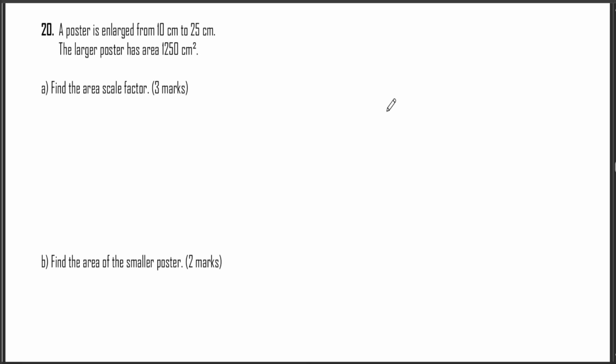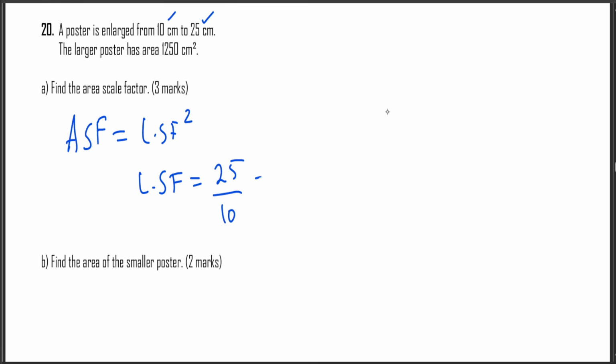Okay, question 20. A poster is enlarged from 10 centimeter to 25 centimeter. The larger poster has an area of 1250 centimeter square. Find the area scale factor. Okay, now area scale factor is linear scale factor squared. So first we need to find linear scale factor. And linear scale factor is basically when you take 25 divided by 10, the larger one divided by the smaller one. So it gives you 2.5.